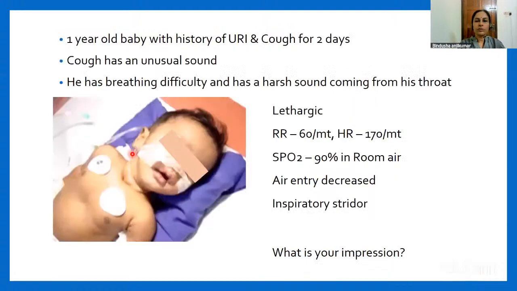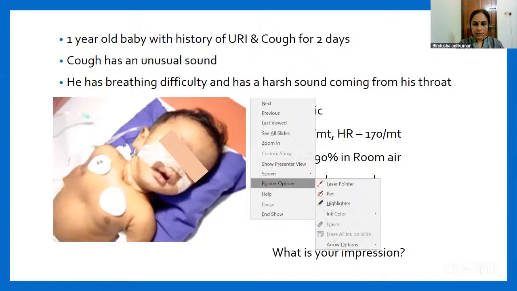Now moving on to the next patient. This is a 1-year-old child with a history of fever, cough for a few days. Now the child has some respiratory distress, and the child also has an unusual sound. The mother also tells you that this baby has a breathing difficulty and has a hard sound which is coming from the throat. On examination, the child is lethargic with a respiratory rate of 1 minute.